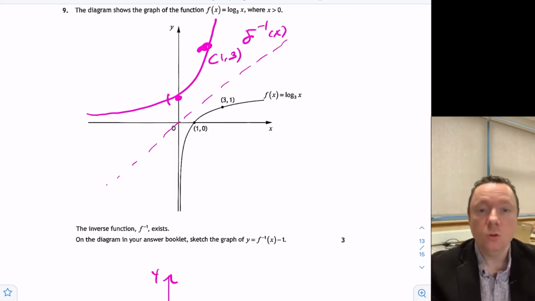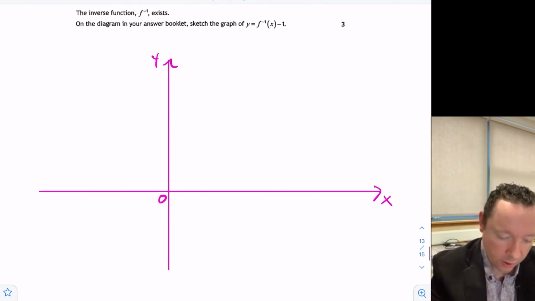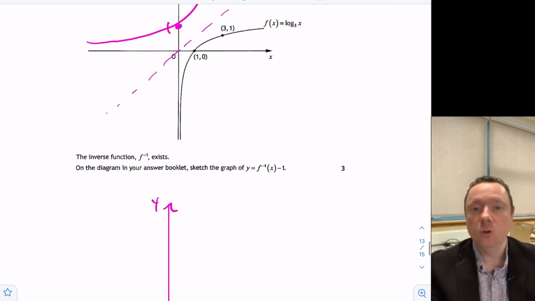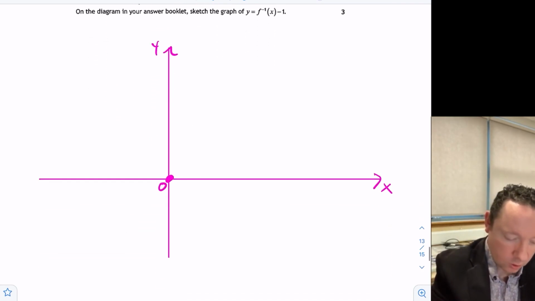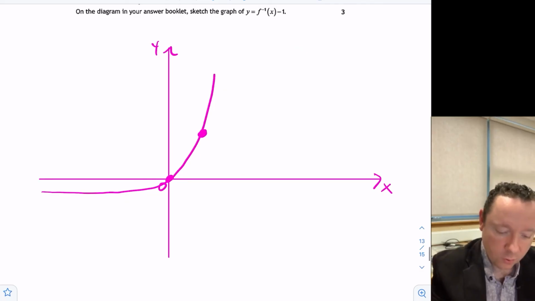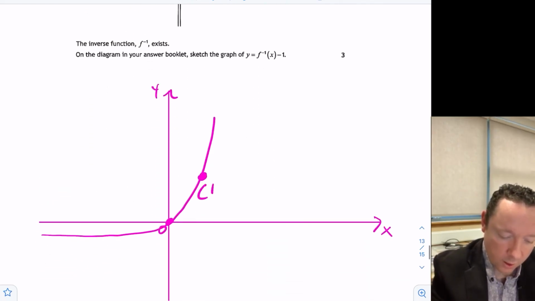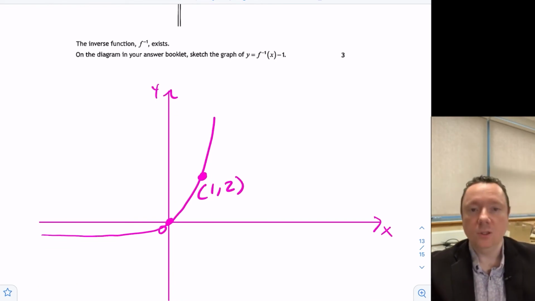And (1, 3) is going to go to (1, 2). So I can just draw it now. There's 0. It's obviously going to drop below because that's where your asymptote is, essentially. So it's going to go along, up through 0, and start climbing. Then we just put that point on that we noted, which was (1, 3), so it now becomes still 1, but 2, and we're done there.